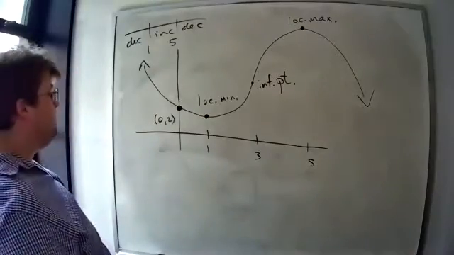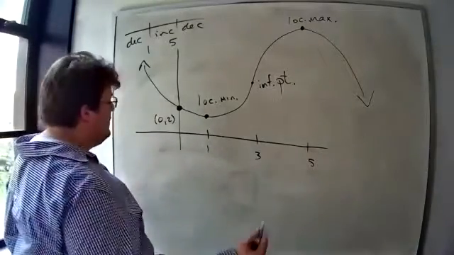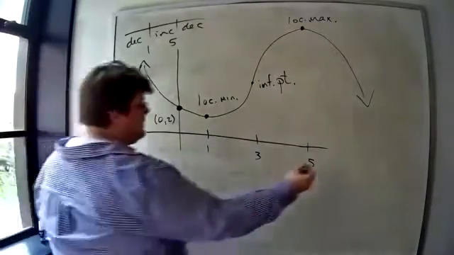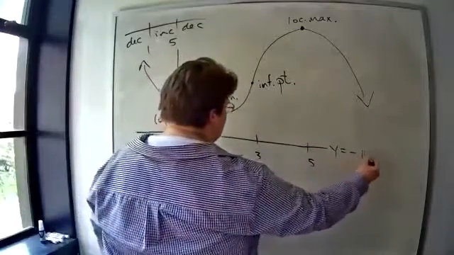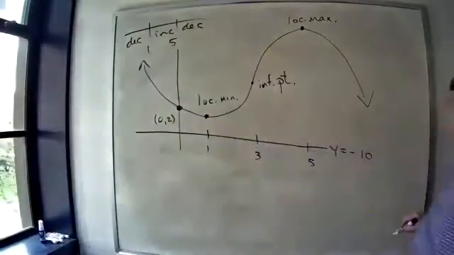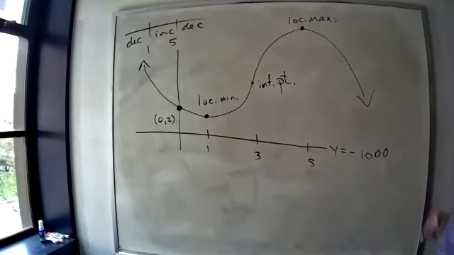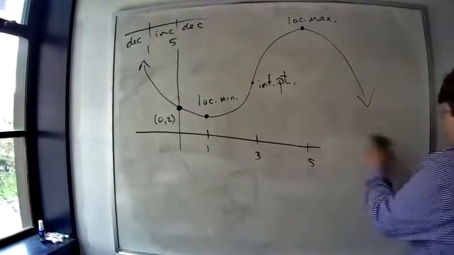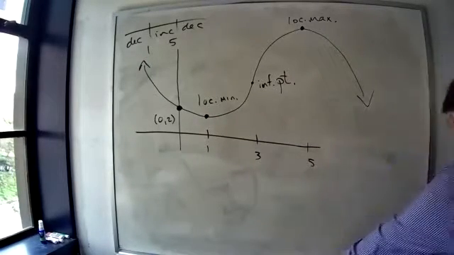The easiest way around that is to just say that this is not the line y equals 0. You can say this is the line y equals like -10 or something. Or if you don't even want to find that, you know it's negative, say y equals -1,000. But you don't have to worry about that.